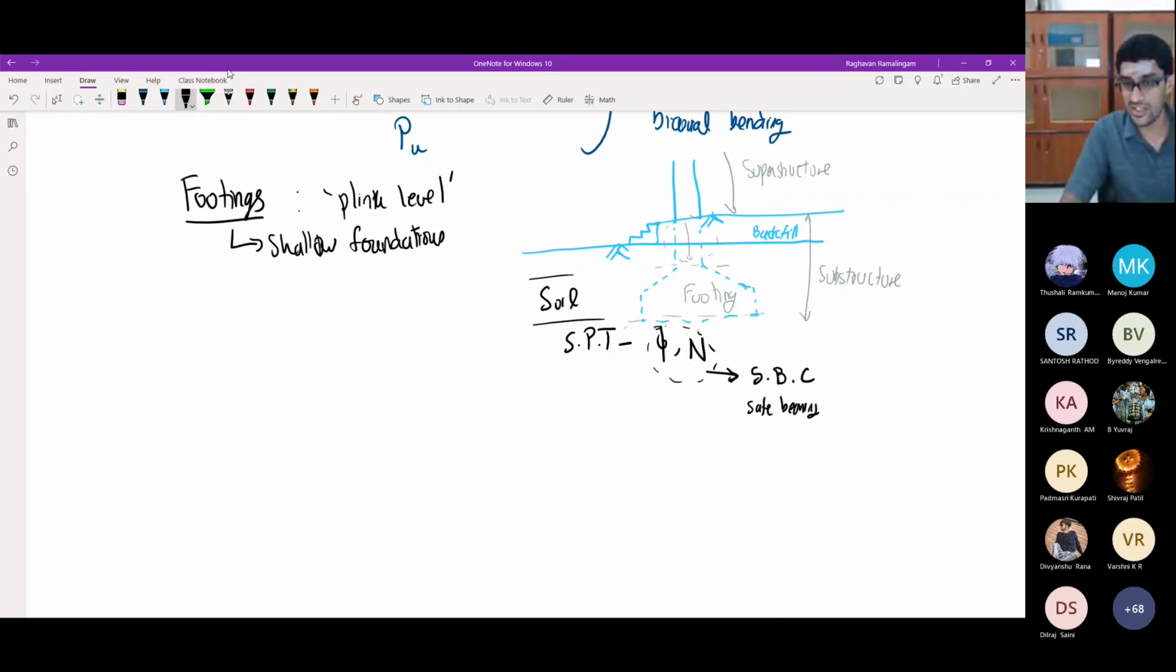bearing capacity. Okay. Are you doing geotechnical 2 now? Or geotechnical 1? Geotechnical tools. Okay, so these things, did you learn in GT1 or GT2? In the second one. Okay. So basically, you have this.